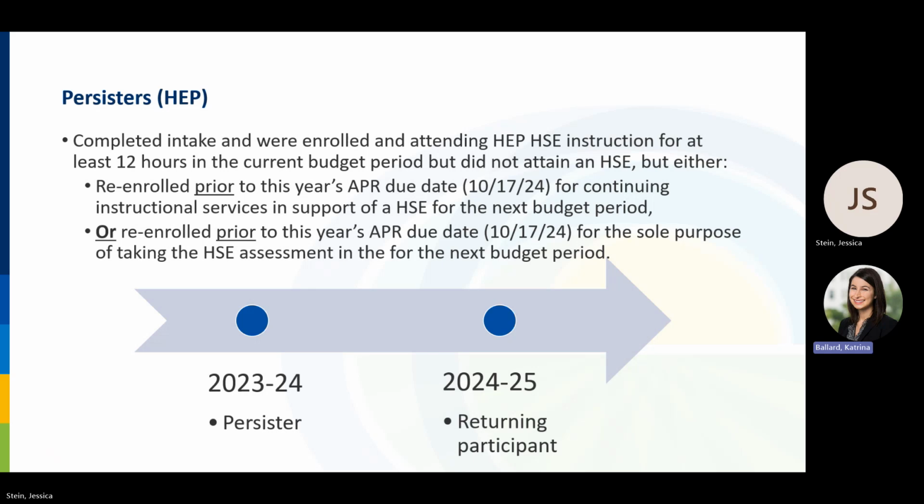Please note that persisters can be counted in all years of the 5-year grant cycle. So students who are counted as persisters in the 5th year's performance report will be counted as returning students in year 1 APR of the next grant.